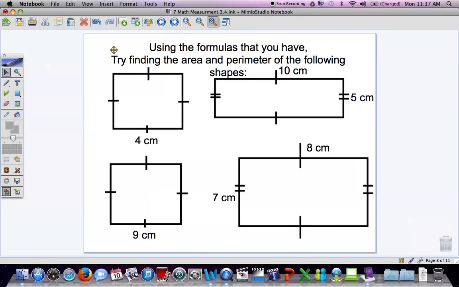Here's a little practice. Using formulas we've learned, try to find the area and the perimeter of the following shapes. You can pause the video and then give it a shot.